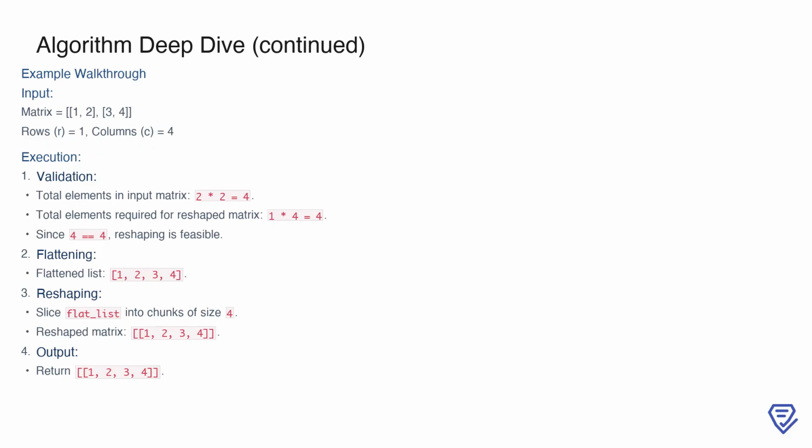Next, we flatten the matrix, resulting in the list [1, 2, 3, 4]. Then, we construct the reshaped matrix by slicing flat_list into a single chunk of size 4, producing the row [1, 2, 3, 4]. Finally, we return the reshaped matrix [[1, 2, 3, 4]] as the output.